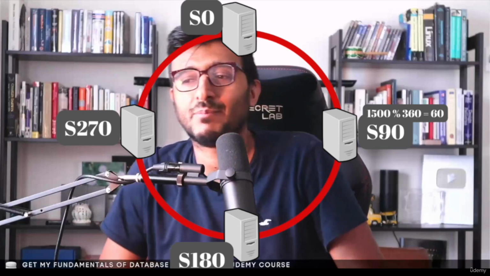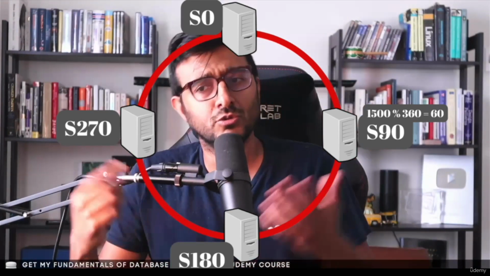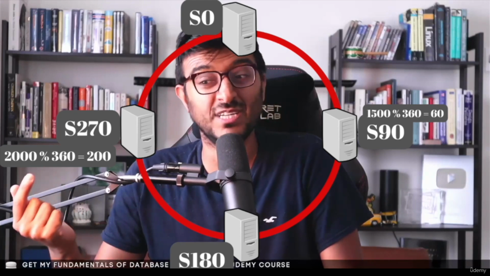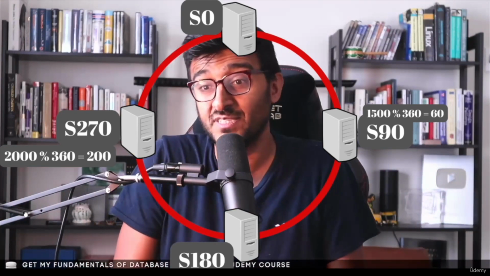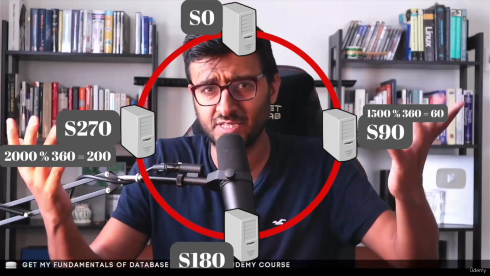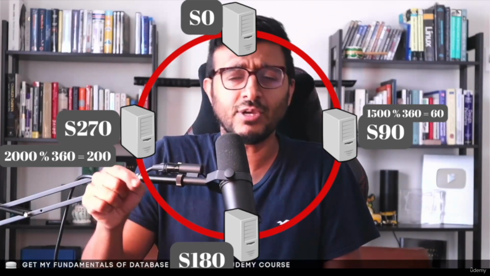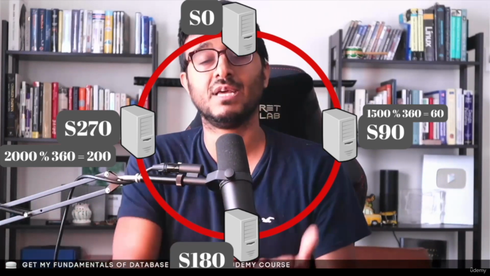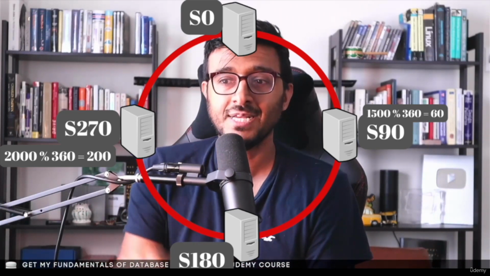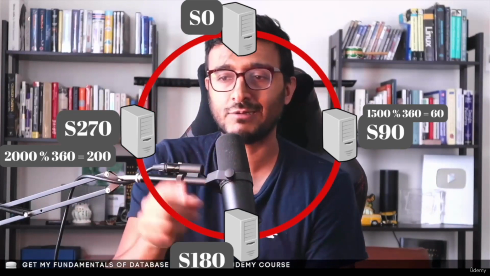Let's continue these examples. All right, 1500. Let's take another example. Let's say 2000. 2000 modulo 360 is 200. 200 fits between server S180 and server S270. Again, 180 and 270, think of as degrees, right? So right there. In this case, what's exactly right after 200? It's 270. So 2000 lives in 270. So think of it like you're looking at clockwise. So whatever is the next value, you're going to get that.